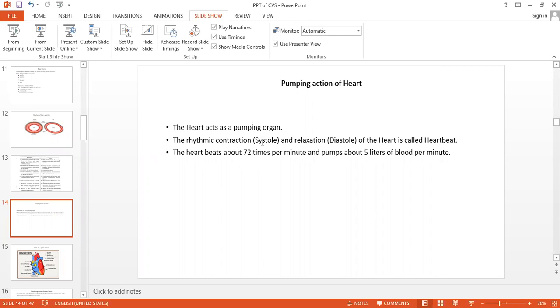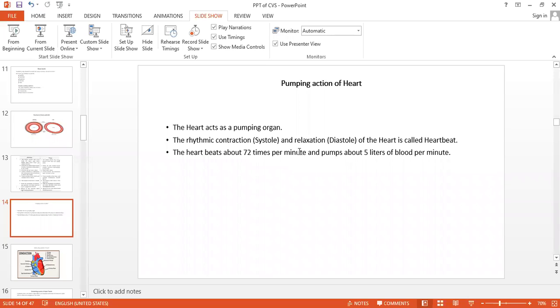That pumping action we call a heartbeat. It contains what? Systole and diastole. Systole means contraction, and diastole means relaxation. How many heartbeats are there? 72 per minute. 72 beats per minute.